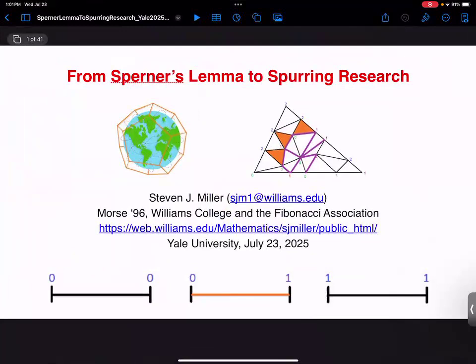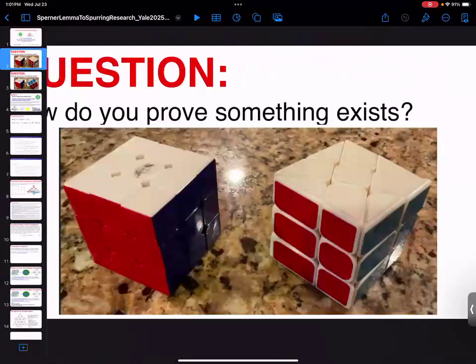So out of curiosity, how many of you have seen Sperner's lemma? It'd be really bad if the speaker's hand was not up. Although I never did take abstract algebra while here.